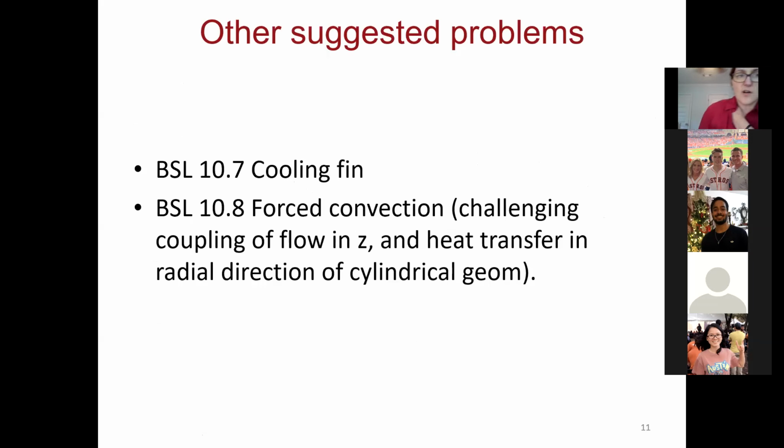Okay, so some other suggested problems. We have solved 10.2, 10.4, 10.5, and 10.6, I believe, from chapter 10. Some other suggested problems are the cooling fin problem, 10.7. 10.8 is pretty challenging, so if you're up for a challenge, go for it.